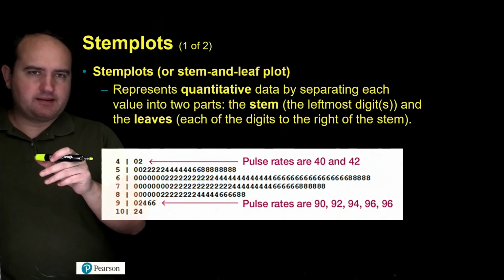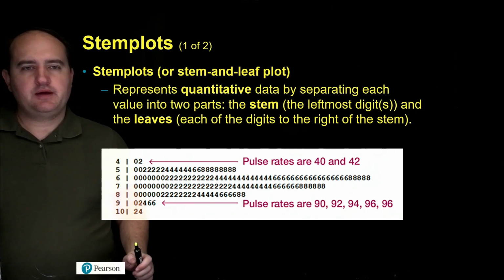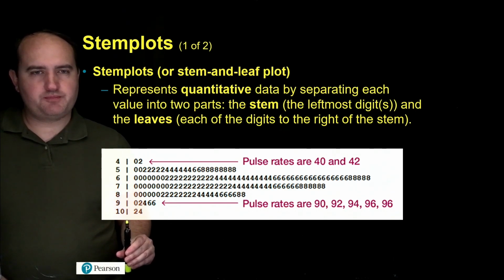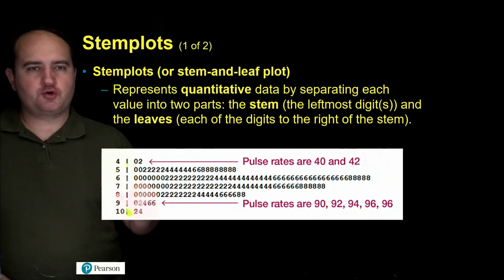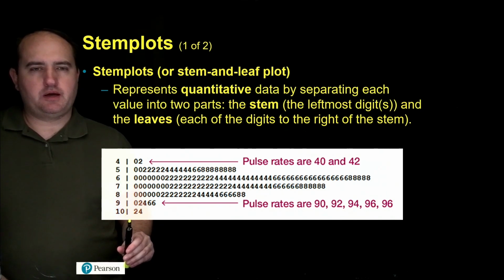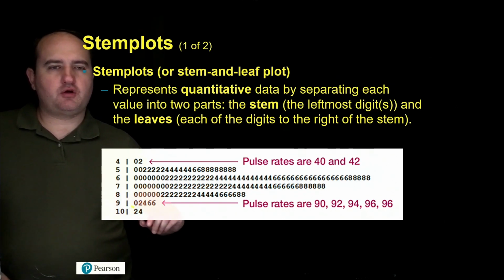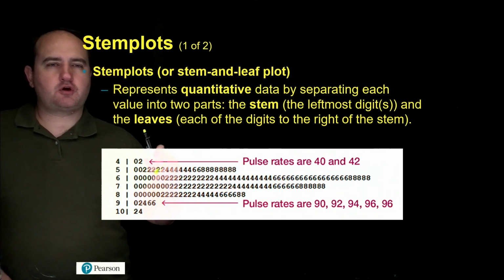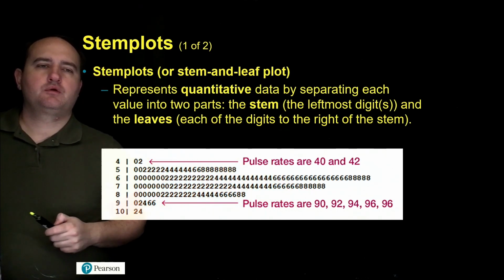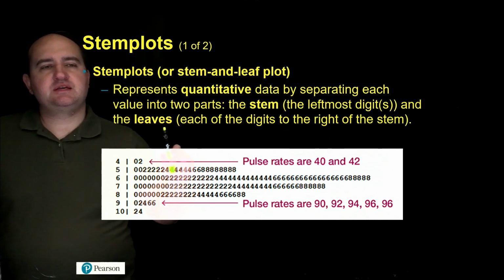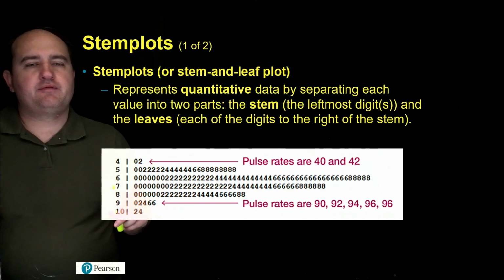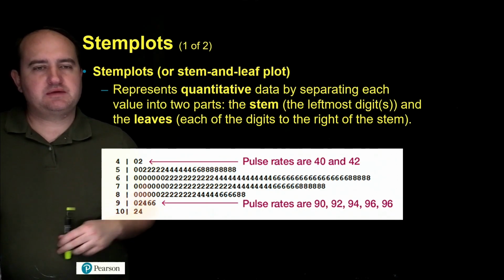Okay, those numbers on the left are called the stems. On this particular stem and leaf plot, they put a vertical divider here to show you that that's the end of the stems. And all these numbers on the right, there are a lot more of them, are called the leaves. Each of the digits to the right of the stem is considered a leaf.